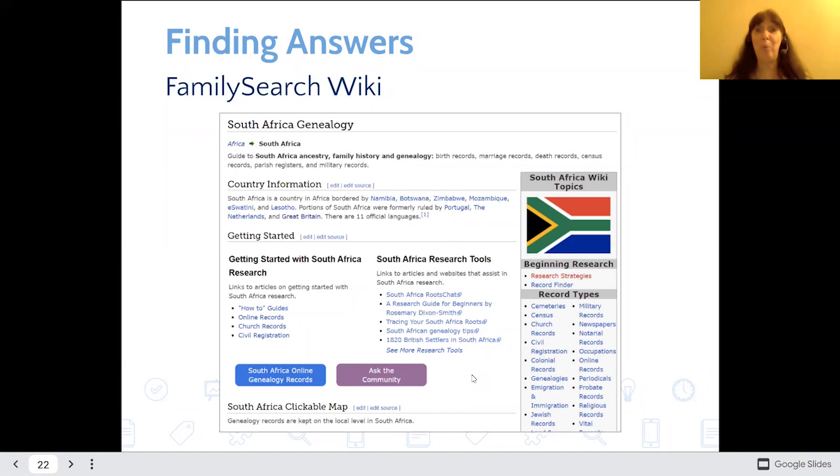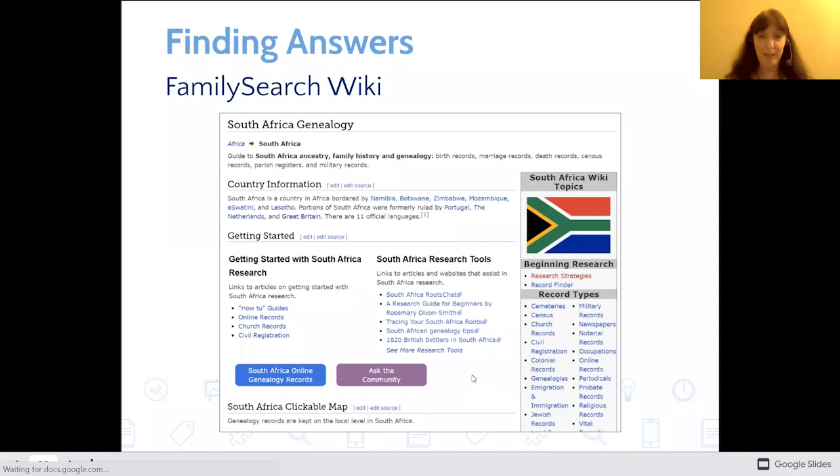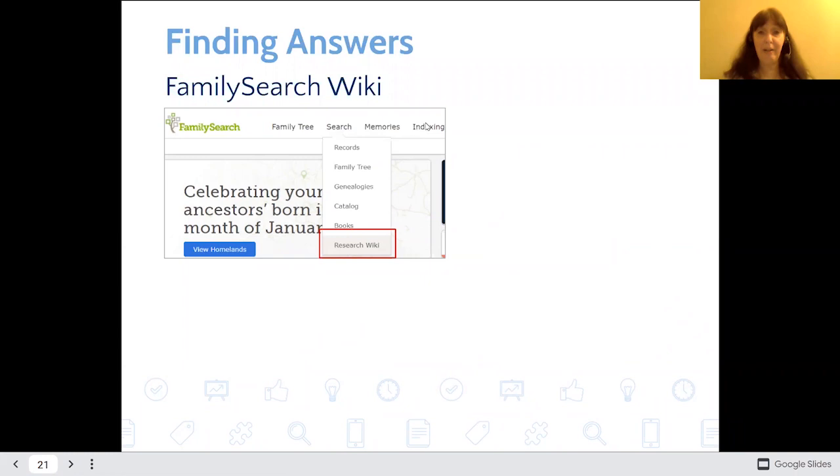Other places to find answers include the FamilySearch communities. Again, on the top menu, let me see if it's on. Oh, shoot, it's not. But over to the side here, imagine that you're looking at the whole page. Over here, there's a question mark. And if you click the question mark, you get a link at the bottom for communities. That's the easiest, fastest way to get to FamilySearch Communities.